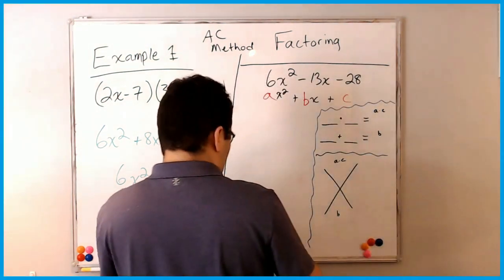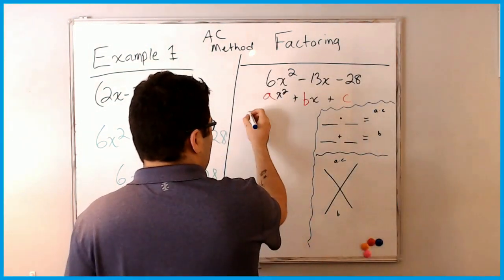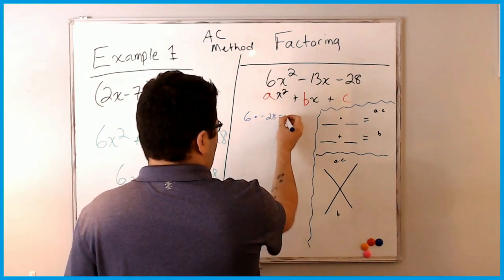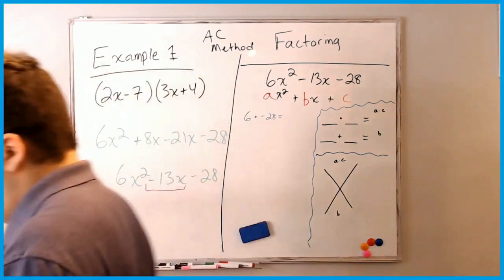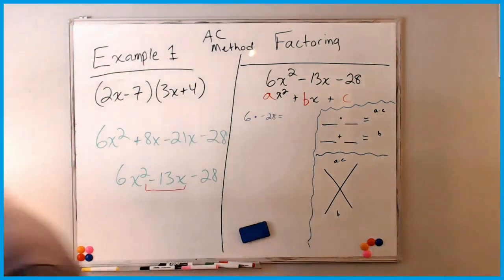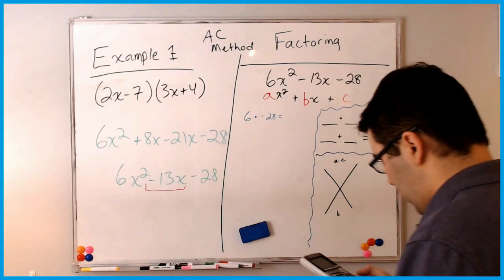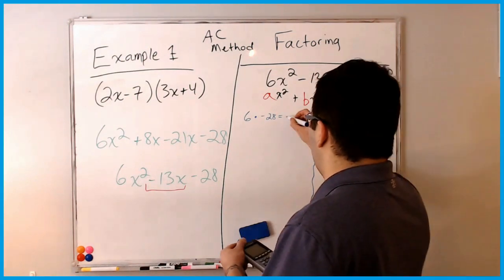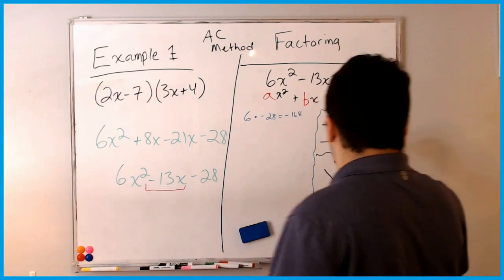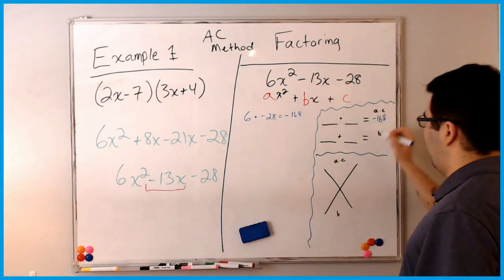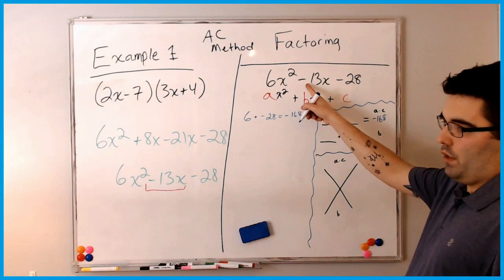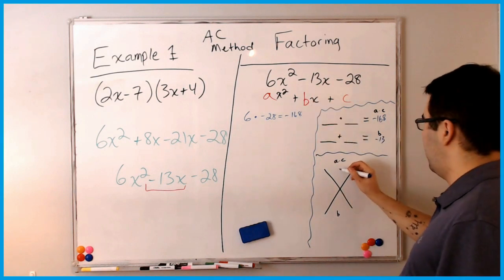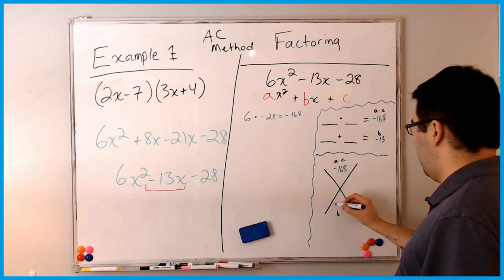All right, so A times C, well, A is 6 and C is negative 28. So 6 times negative 28 is our A times C. I don't know what that is off the top of my head. That's when you use a calculator. 6 times 28 is 168, so that's negative 168, which means that's what goes here. And your B is just whatever's there, negative 13. If you're going to use this graphic organizer, you would just put this on top and this on bottom.